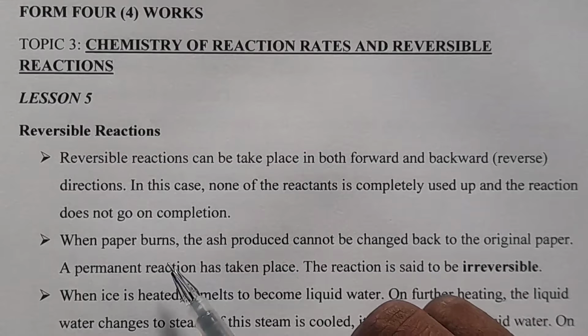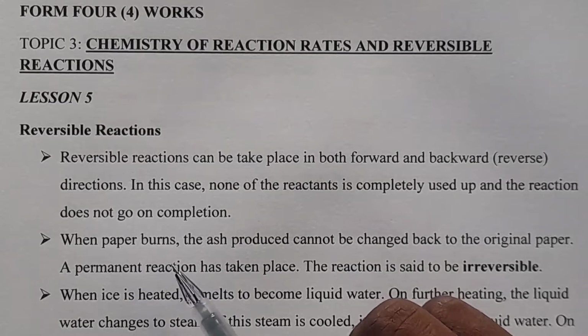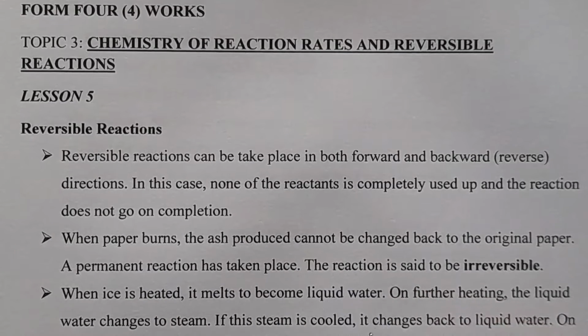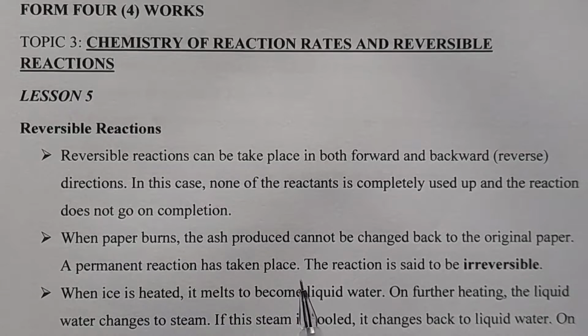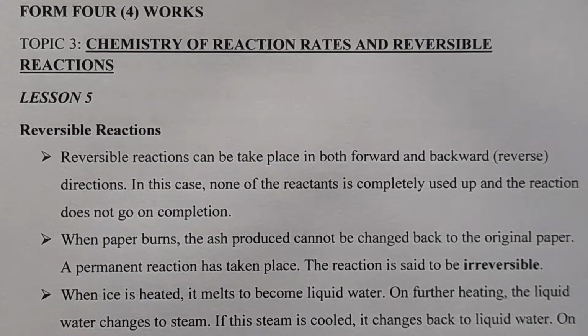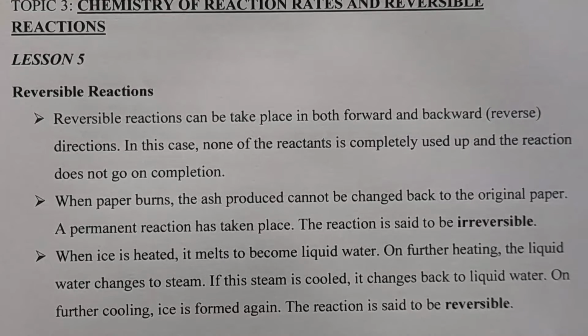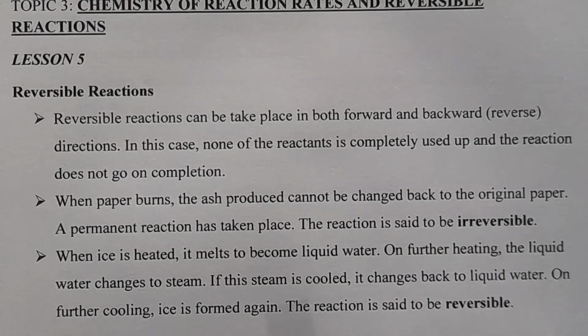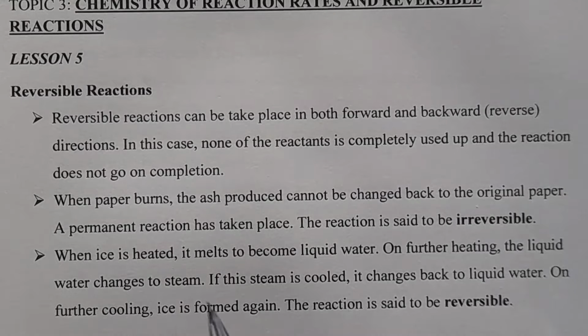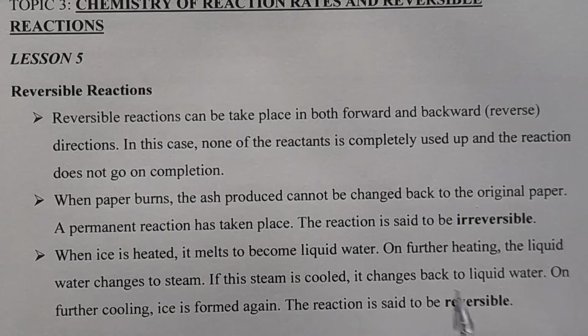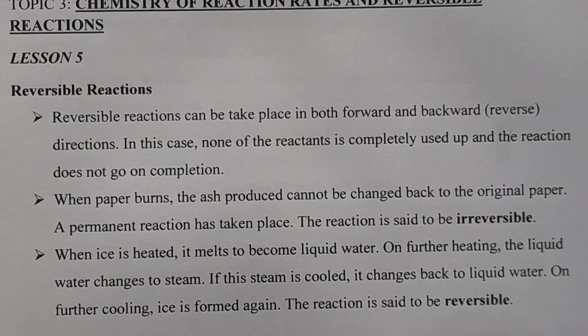When paper burns, the ash produced cannot be changed back to the original paper. That means a permanent reaction has taken place. And we said the reaction is said to be irreversible. Then we are told when ice is heated, it melts to become liquid water. On further heating, the liquid water changes to steam. If this steam is cooled, it changes back to liquid water. On further cooling, ice is formed again. And we are saying this reaction is said to be reversible.